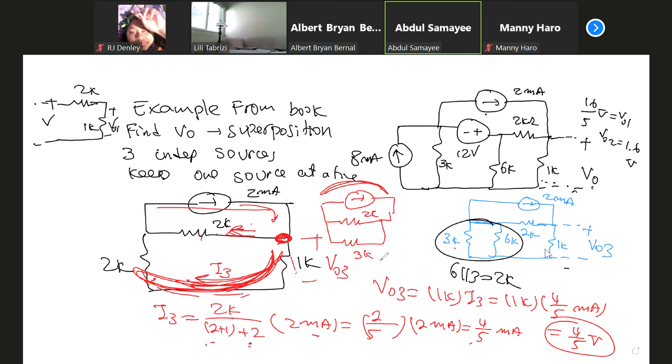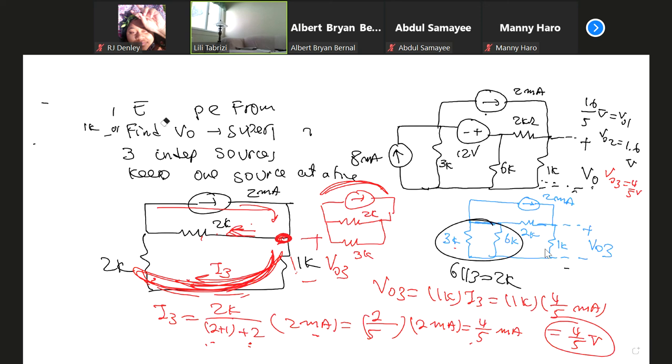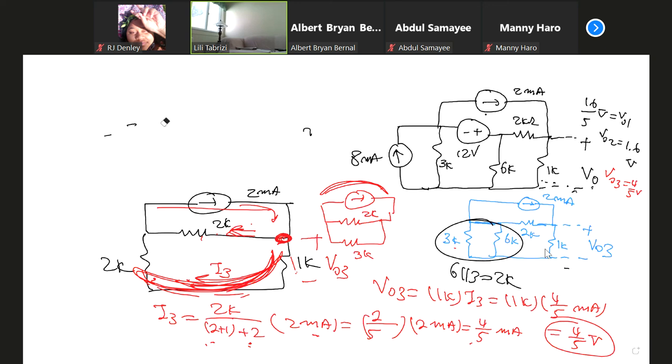Okay, so you have VO1, VO2, VO3. VO3 is equal to 4/5 volts. Now, you go back. This was a very detailed problem, but it was good, because superposition played a very small role. Just keep one source at a time. The rest was just repeating circuit analysis and voltage division. Okay, here is superposition. The end of superposition. Now let's have the complete circuit.